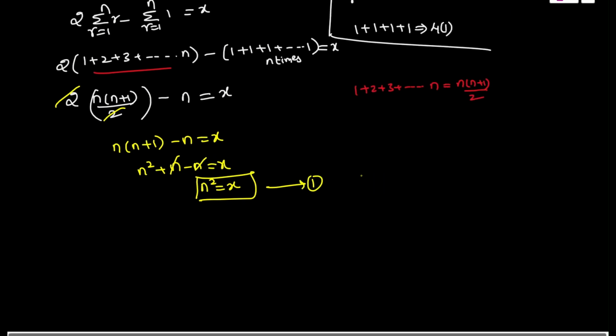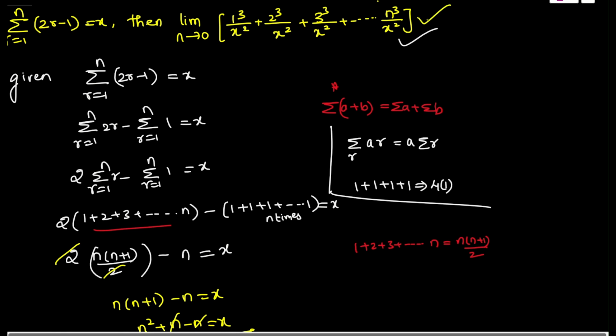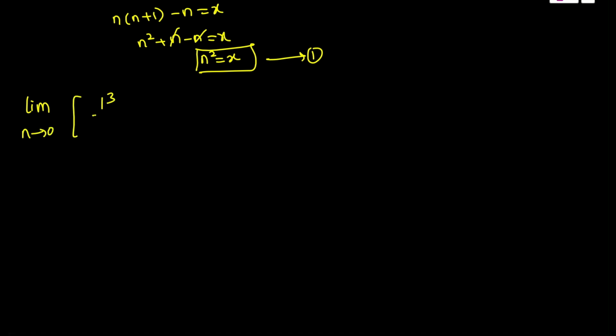Is it clear? So now let us check what we want. You need to find the limit of this function. Is it okay? So let us find that one. What is the question we have? Limit n tends to 0 of 1 cube by x square plus 2 cube by x square plus 3 cube by x square plus and so on, up to n cube by x square.